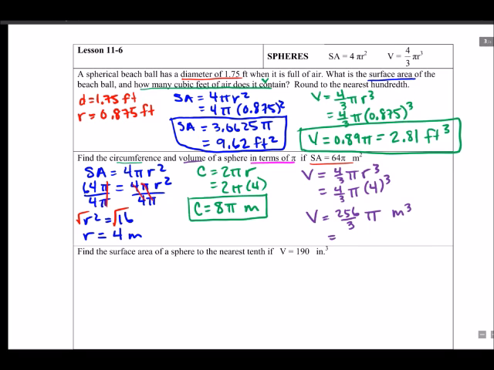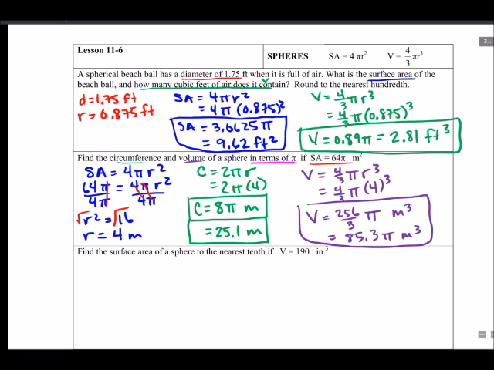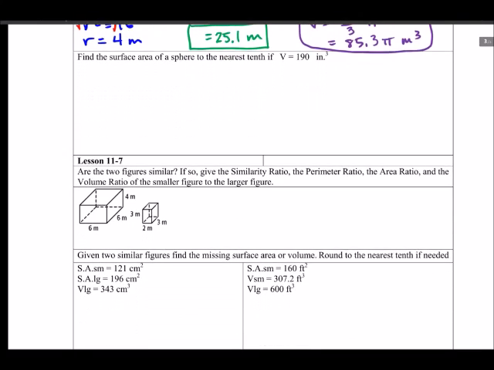Not a very nice number, so if we wanted volume, we could do 85.3 pi meters cubed to the nearest tenth. And if we wanted to go back and look at our circumference to the nearest tenth, that would be 25.1 meters for our circumference. Doesn't hurt to find it in all ways. All right, what's our next problem?